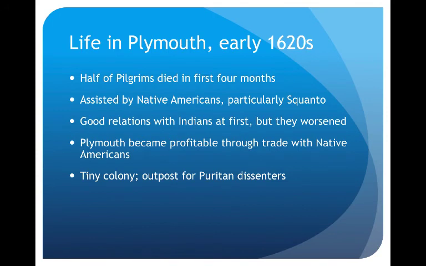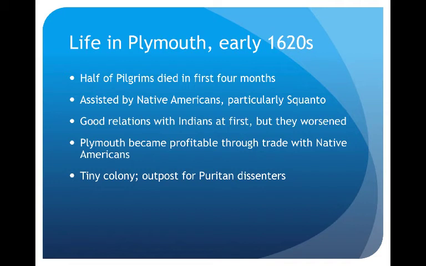All right, so what do you think life was like in Plymouth in the early 1620s? The answer is pretty brutal. Not as bad as Jamestown, though, whereas in Jamestown you had a death rate of 90%. In Plymouth, it's only about 50%.